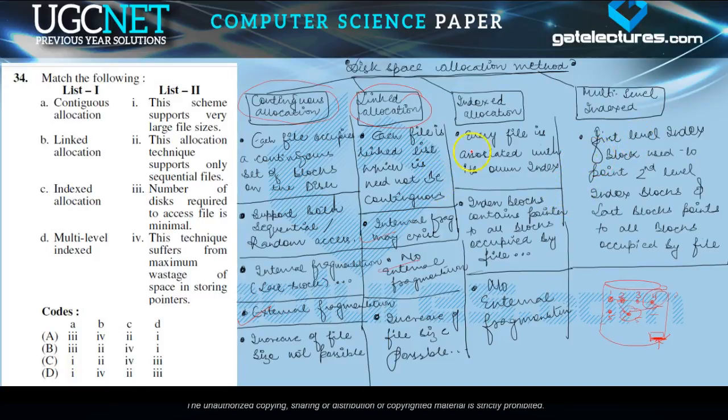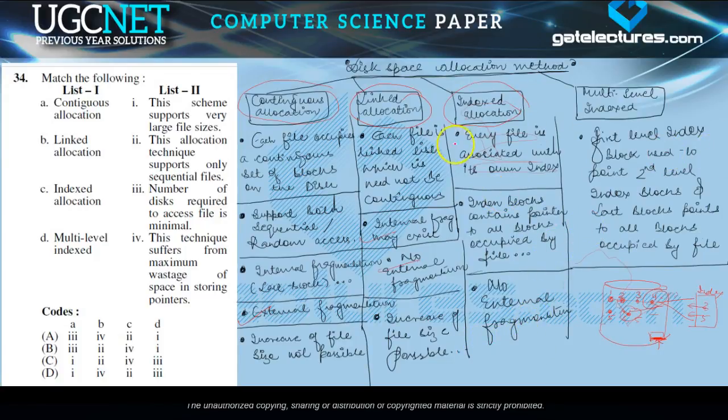The next method is the index allocation method. In index allocation, each file is associated with its own index, like file number 4 has its own index. The index block contains the pointers to all the blocks occupied by the file, like file number 4 occupying blocks 5 or 2. So it gives the pointers to the blocks occupied by file number 4. No external fragmentation is there in this allocation method.